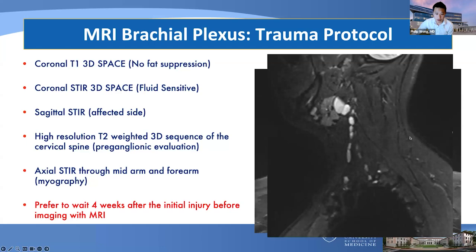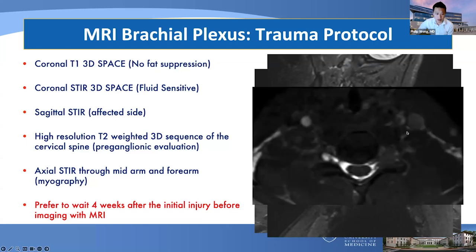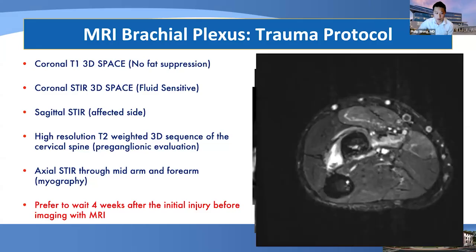We also do a 2D sagittal STIR of the affected side, a high resolution 2D T2 weighted 3D sequence of the cervical spine to look for preganglionic nerve root injury, and axial STIRs through the mid-arm and forearm to look for denervation changes along a nerve distribution. This is kind of what we call our myography study.